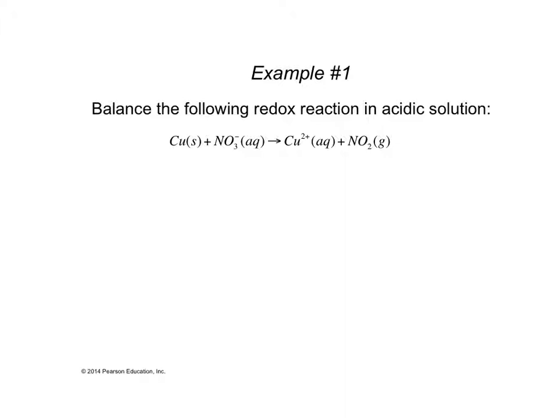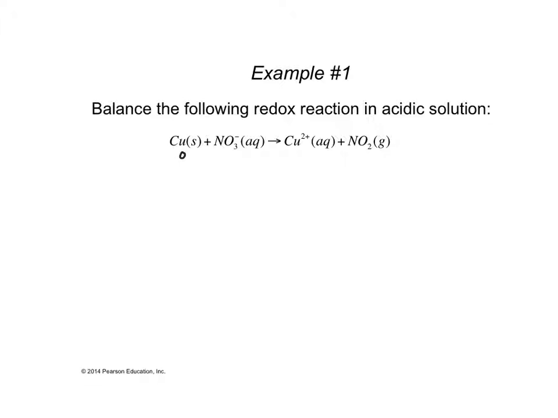So in this overall example, we want to balance this redox reaction in an acidic solution, okay? The first step that I'm going to do is figure out who's been oxidized and who's been reduced, and I'm going to utilize oxidation states to do that, okay? So if I look at copper, copper's nice and easy. It has an oxidation state of 0.